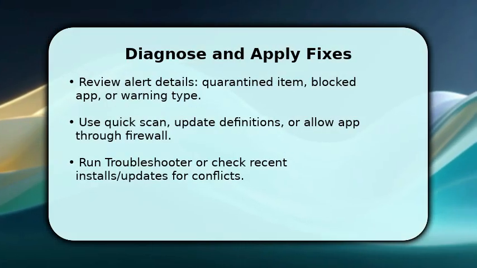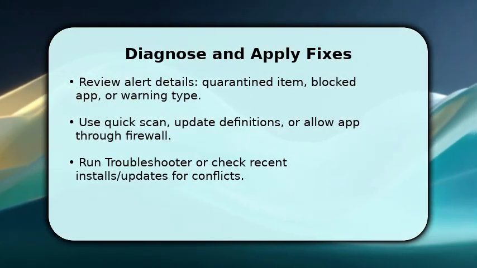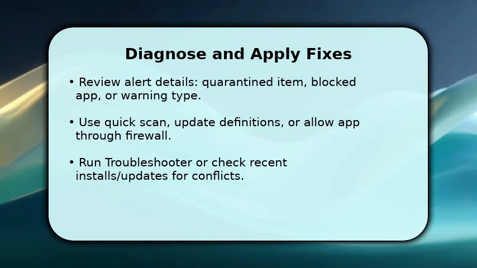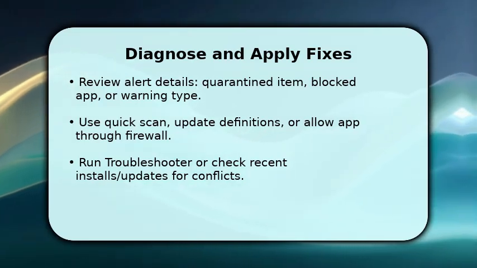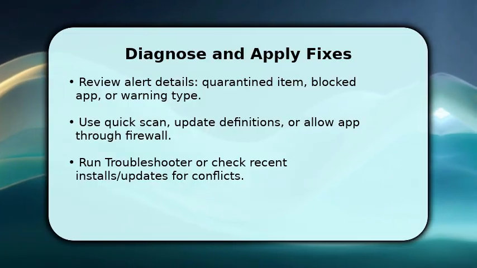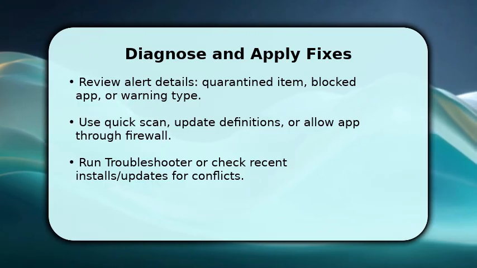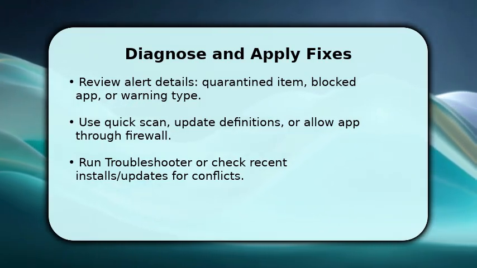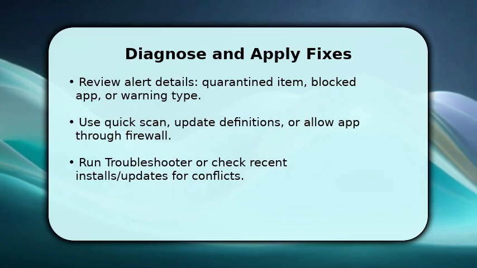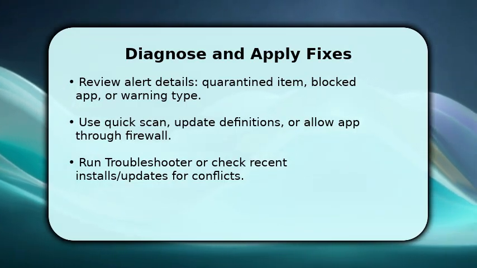You now diagnose the cause by reading the alert details. It tells you whether an app was blocked, a file quarantined, or a setting triggered. If it's malware-related, update virus definitions and run a quick or full scan to clear threats. If a legitimate app was blocked, allow it through firewall or app and browser control, but first verify its publisher.